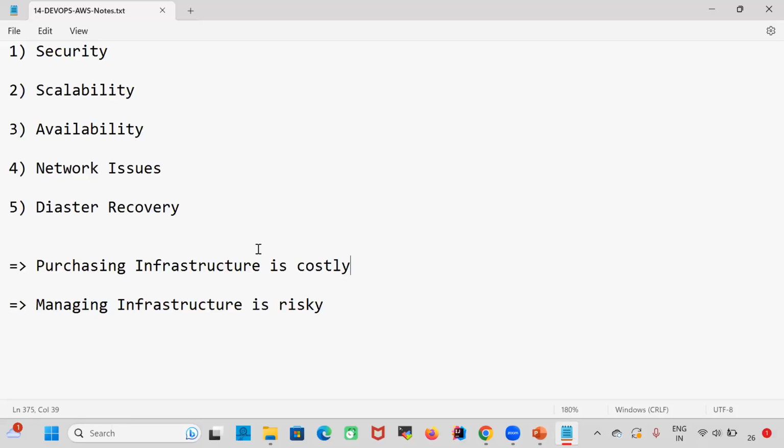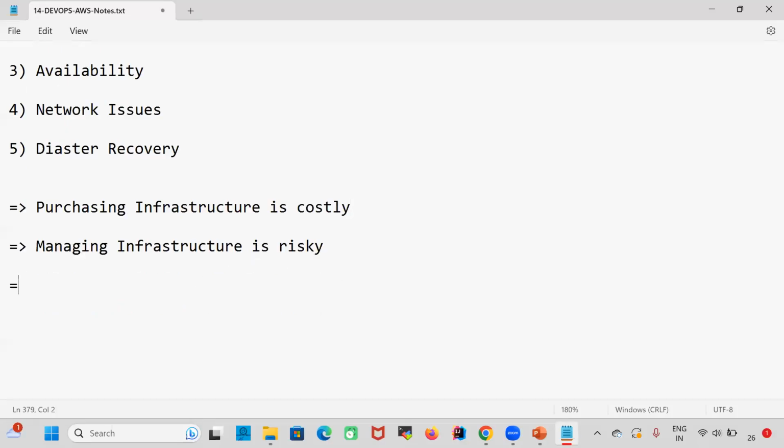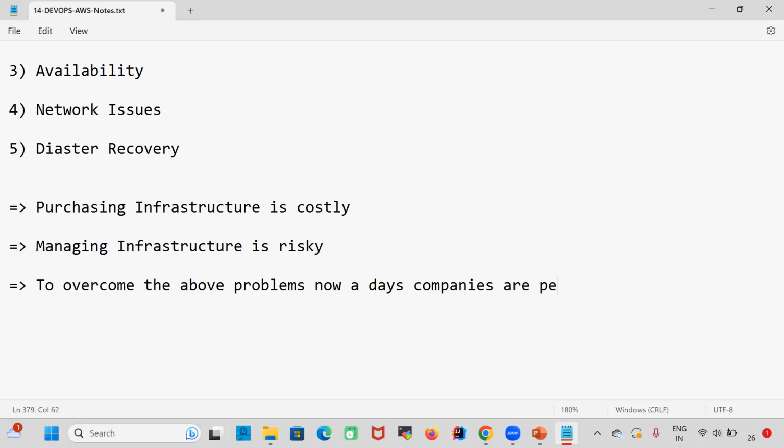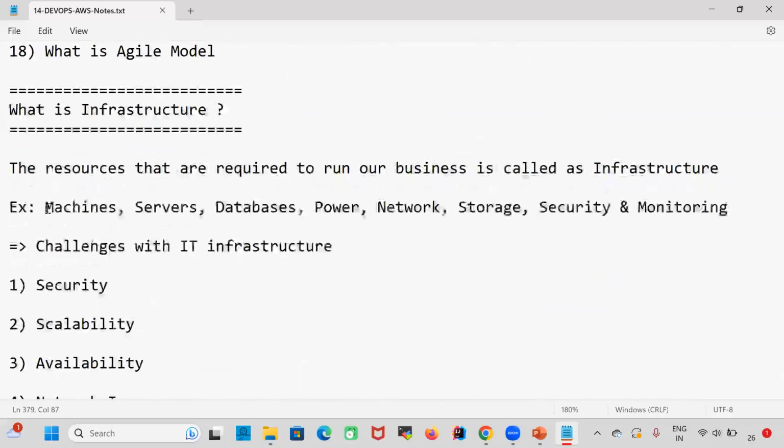So now, to overcome the above problems, nowadays companies are preferring cloud computing. What is the meaning of cloud computing? Whatever infrastructure we need, you need not purchase, you need not manage. Somebody will manage our infrastructure to run our business on a rental basis.